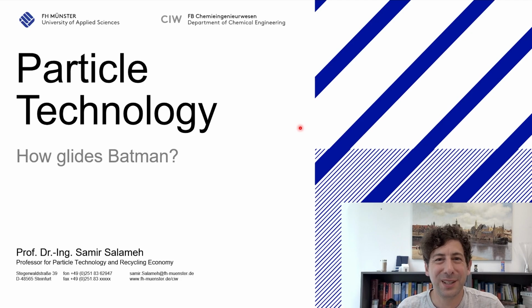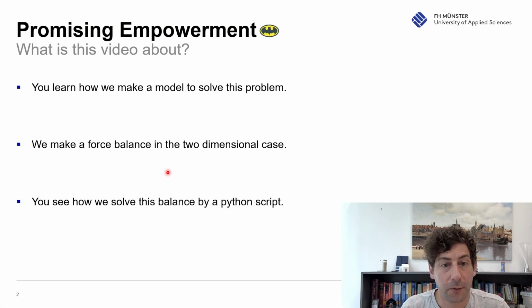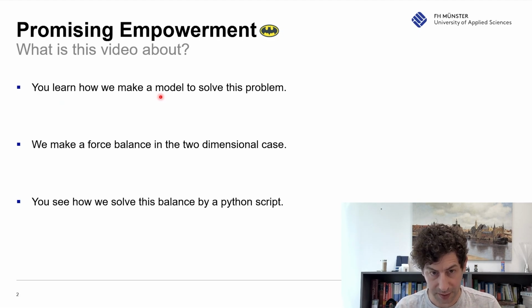So, welcome to this video. I'm really looking forward to this one, because here I would like to talk about a very special question: how does Batman glide? Therefore we have 3 points to discuss. You learn how we make a model to solve this problem, so we need a scientific model to discuss this. Then we make a force balance in the two-dimensional case, which is related to the model I show you. And then you also see how we solve this balance by a Python script.